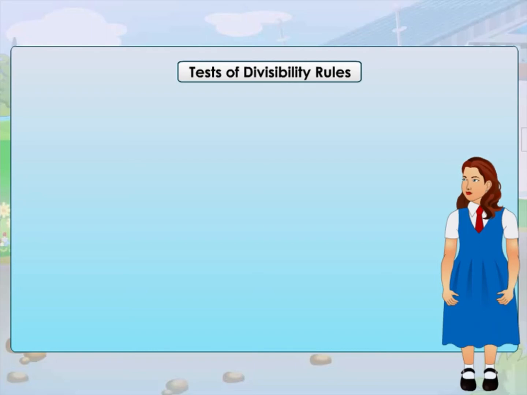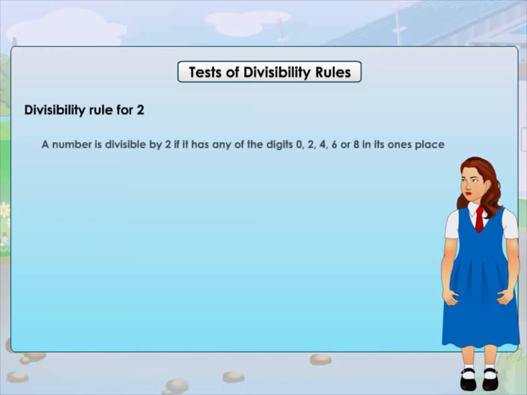Tests of divisibility rules. We have some shortcut rules to find whether the given number is divisible by 2, 3, 4, 5, 6, 8, 9, 10 and 11 without actual division. Let us start from divisibility by 2. A number is divisible by 2 if it has any of the digits 0, 2, 4, 6 or 8 in its ones place. For example, we take a number 246.